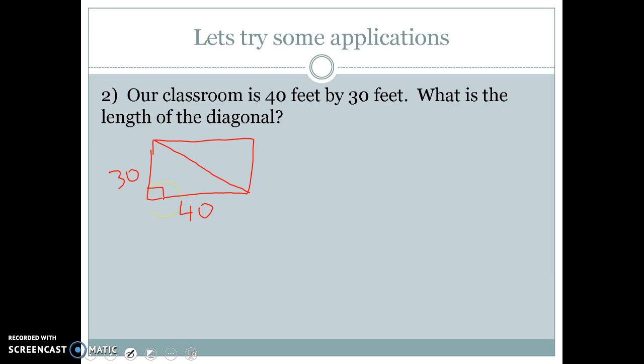using the Pythagorean theorem. We would start with a squared plus b squared equals c squared. And the a and the b are interchangeable, but they're the two legs. So the two legs are 30 and 40. So we're going to have 30 squared plus 40 squared. And that's going to equal the diagonal distance. I'm going to call that c. That's the hypotenuse, c squared.